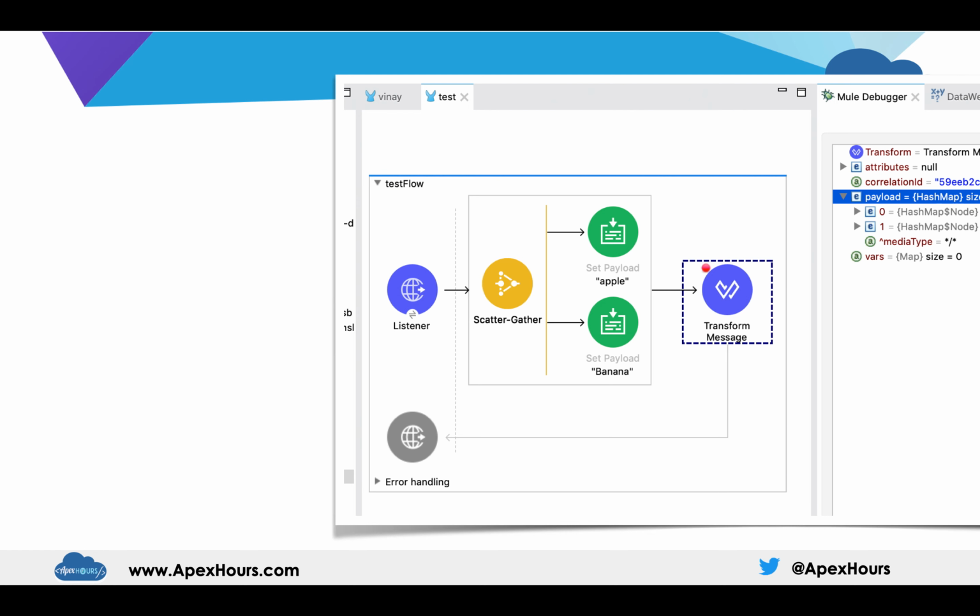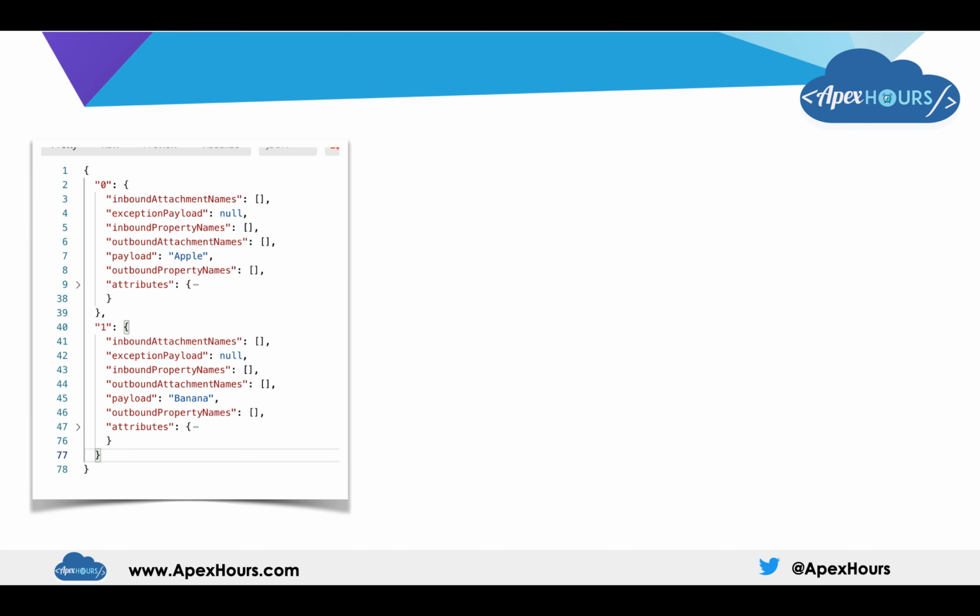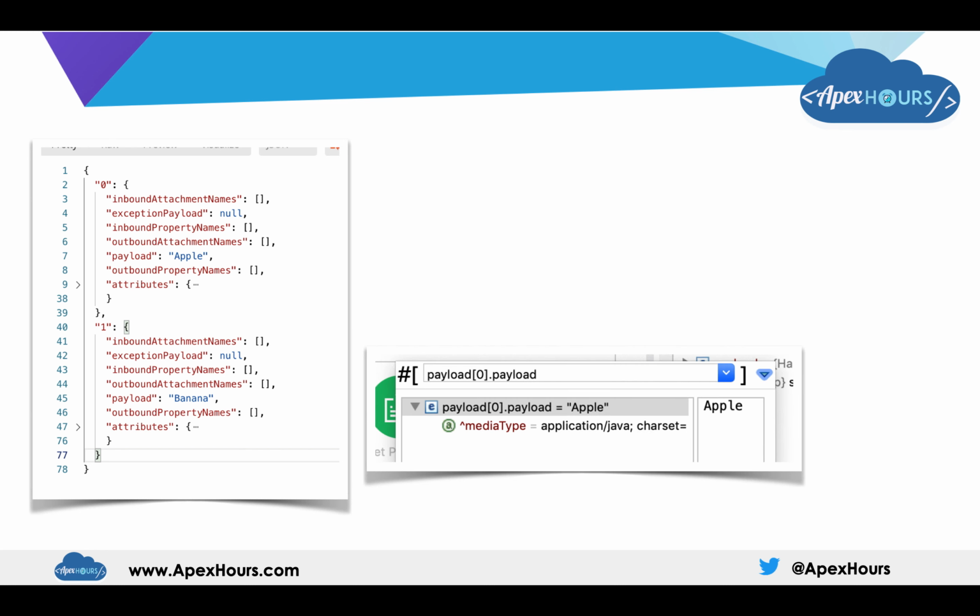So this is how scatter gather looks. As I told you, there are multiple targets. 0 is the first target, 1 is the second target, and you can see attributes, payload, etc. If you want to get only the payload value, you can use payload of 0 dot payload, which will give the first target value. Payload of 1 dot payload will give the second value, something like that.